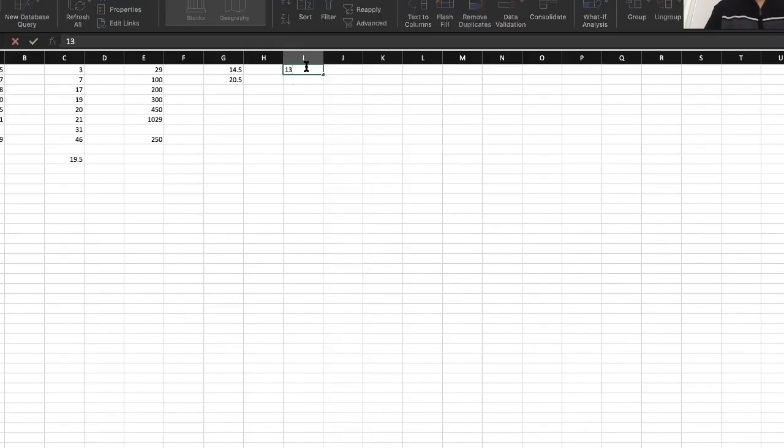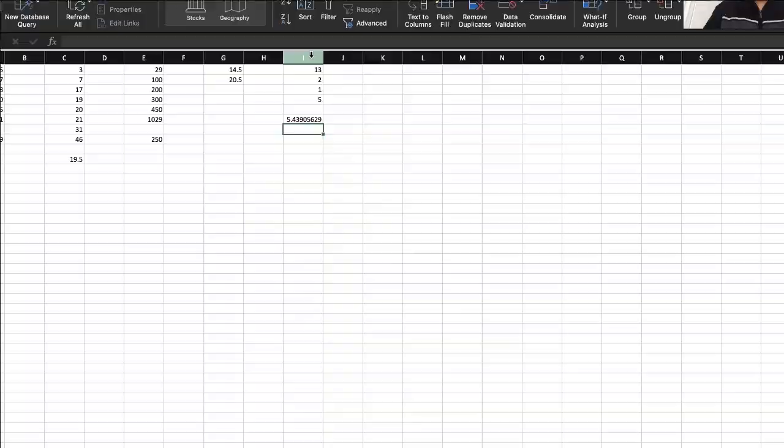Put all my values into Excel. And do you remember if we need to do deviation? I'm going to do this first number all the way to the last one. And I got 5.43, which is what most of you also got.